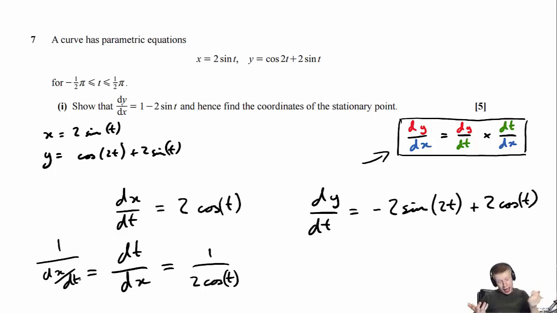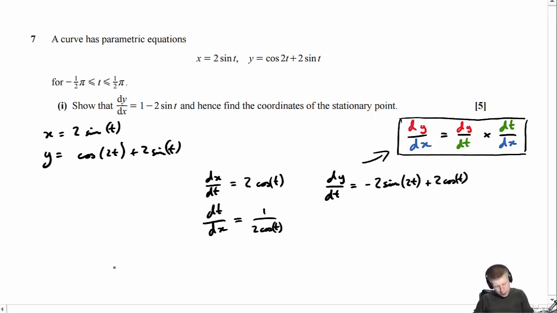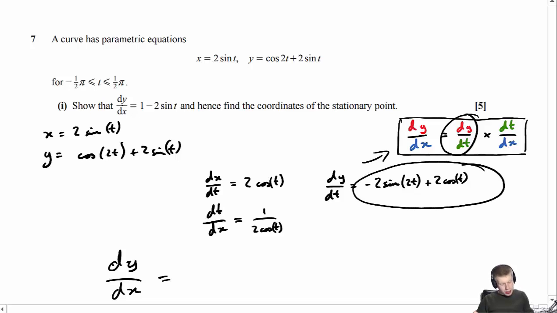So now I've basically got, well, I have got all the ingredients I need. So let me just write this out. So I need dy by dx, I want dy by dx, I know that's equal to dy by dt multiplied by dt by dx. Well, dy by dt is just that. So I'm going to stick that in a bracket. Minus 2 sine 2t plus 2 cos t.